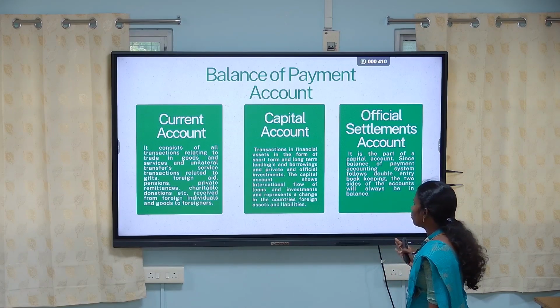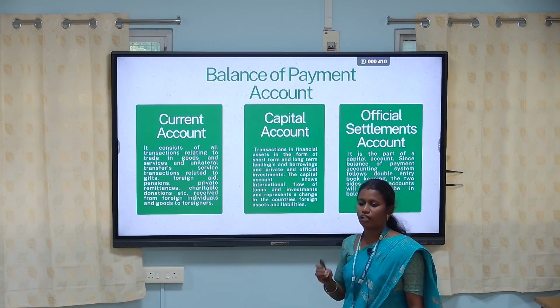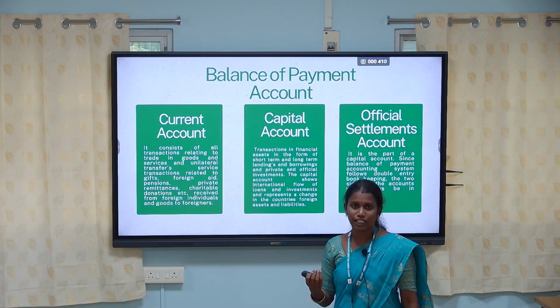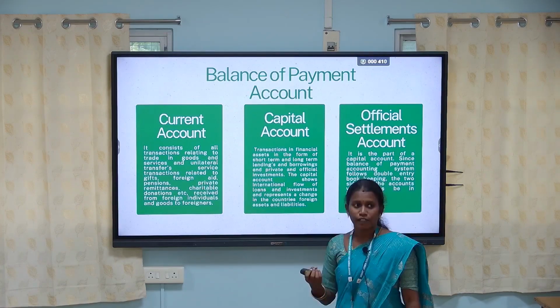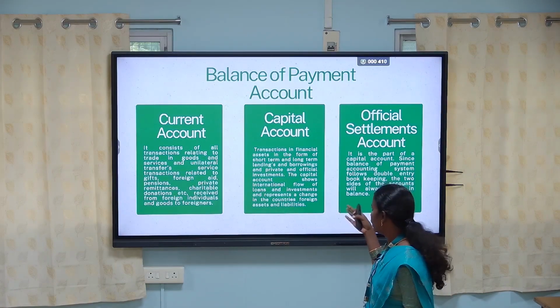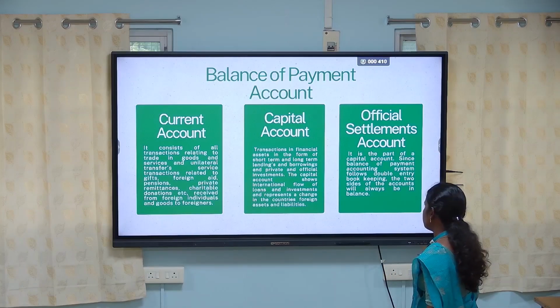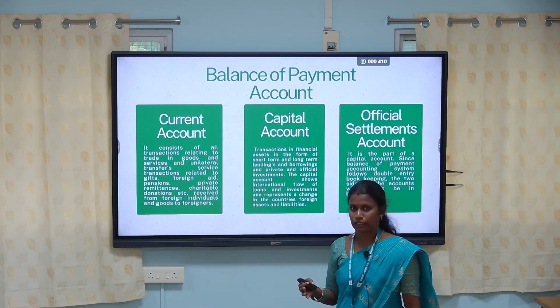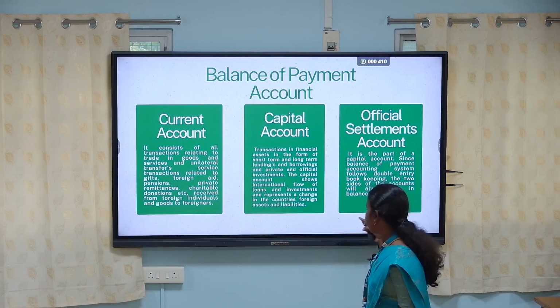And then the capital account. In this account we are entering all the loans, that is borrowings, government borrowings, lending, and then assets and liabilities; everything we are recording in this account. And then the official settlement account. Usually we follow the double entry bookkeeping system, and in this account we have to follow it.